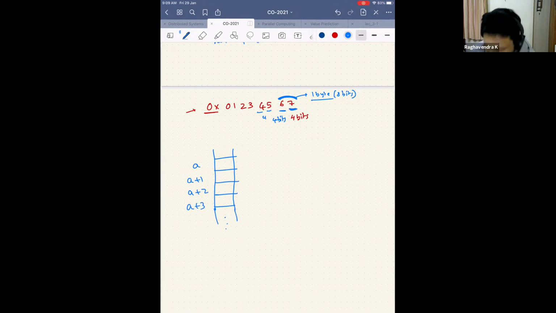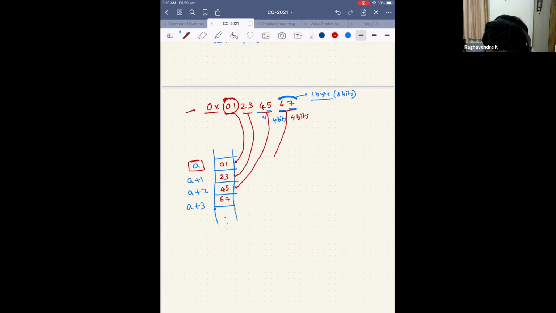Now, one thing I can do is store a byte in each particular address. So I can store 0, 1 here, 2, 3 here, 4, 5 here, and 6, 7 here. So what did I do? I took each byte, 0, 1, and stored it here, then 2, 3 and stored it here, 4, 5 stored here, and 6, 7 stored here. Right.